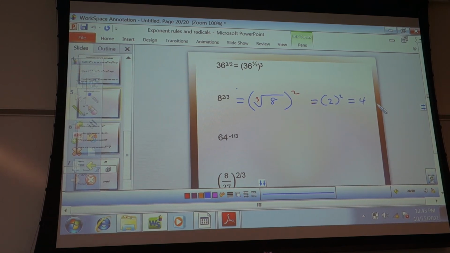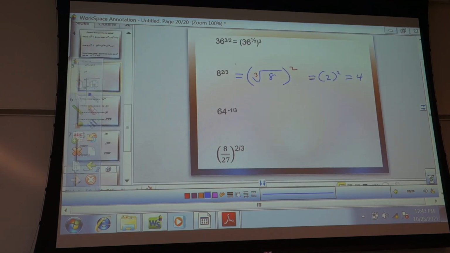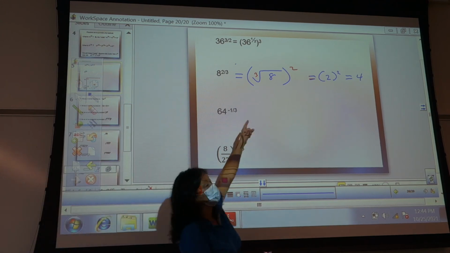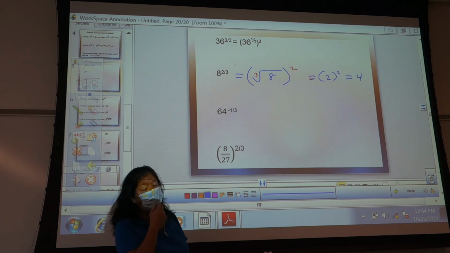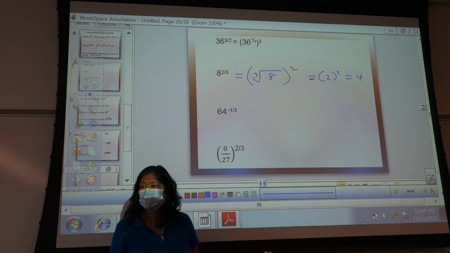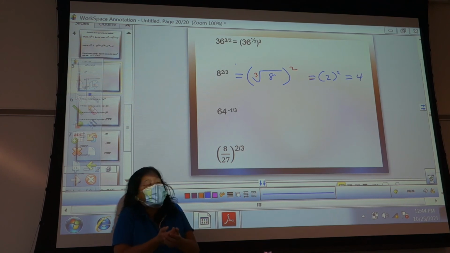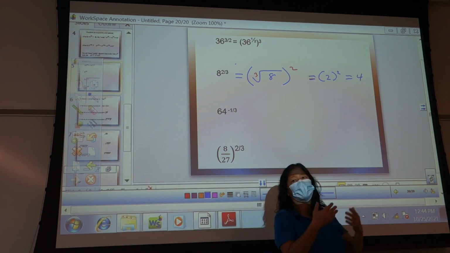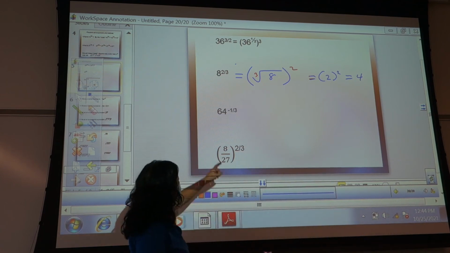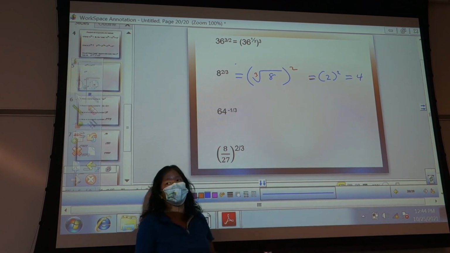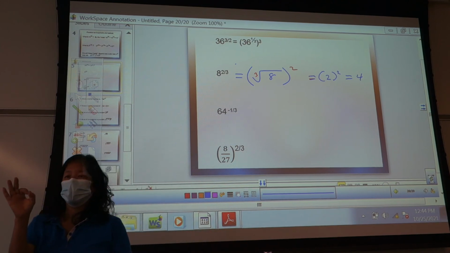Does that hold true with the order of operations? We're always going to do it like that? You can do either one. It's up to you, whether you do the 3 part first or the square part first. But if the cube root exists, it's easier to do that one first because then you have a small number to work with. Then I have 2 to the second, piece of cake. All right, 64 to the negative 1/3. What's up with the negative exponent?